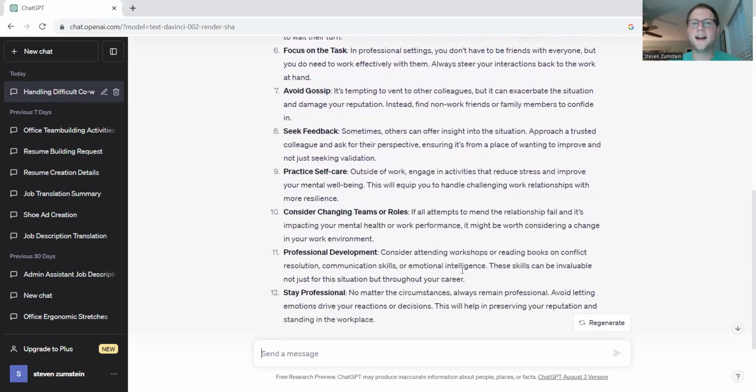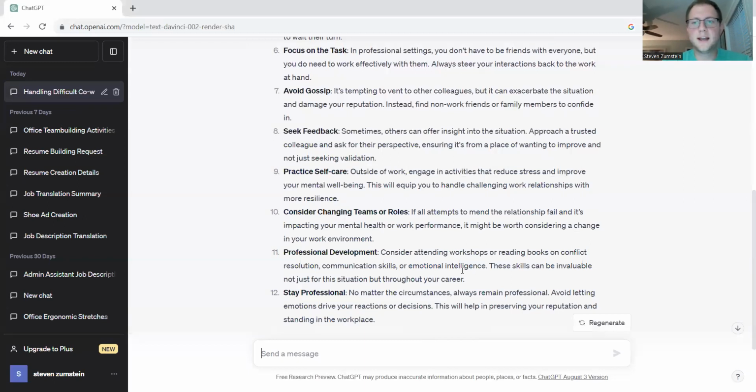And then seek feedback. Ask the person as you're bringing them the issue and asking them to help come to a conclusion and come to some sort of compromise. You're going to want to seek feedback. Practice self-care, engage in activities that are less stressful. This is more of a recommendation for how to stay healthy outside of work. And anything that we do outside of work, setting a healthy lifestyle, is going to flow into our work environment. Consider changing teams and role.